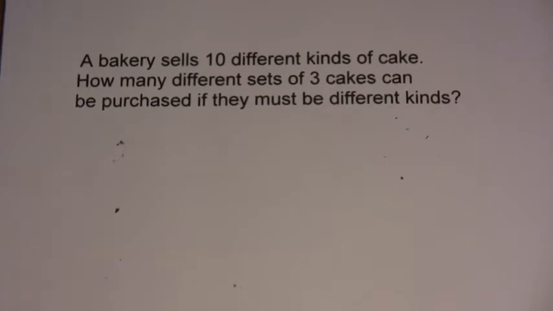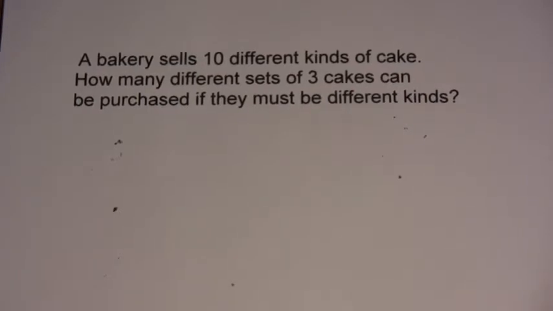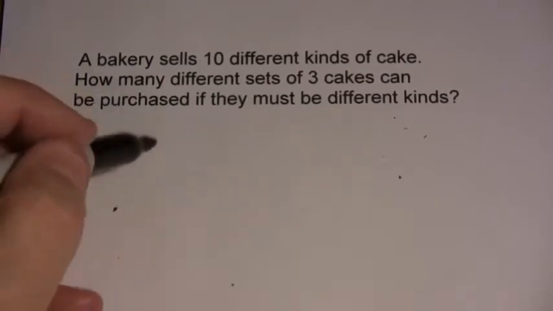A bakery sells 10 different kinds of cake. How many different sets of 3 cakes can be purchased if they must be of different kinds? Well, again, order is not important. It's just a straight counting problem where order doesn't matter, so it's a combination.